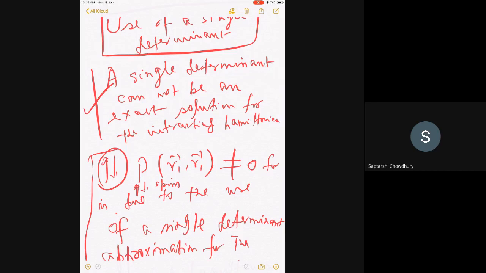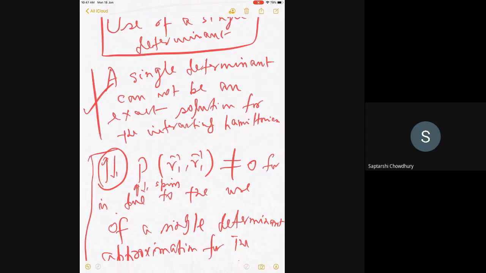But the major important point that I'm trying to tell is this, that a single determinant cannot be an exact solution for an interacting Hamiltonian. And I have shown one aspect of it. There are many, many reasons. One aspect can be realized by the fact that for the antiparallel spins, the probability of two electrons being at R1 is not equal to 0 in a single determinant wave function.